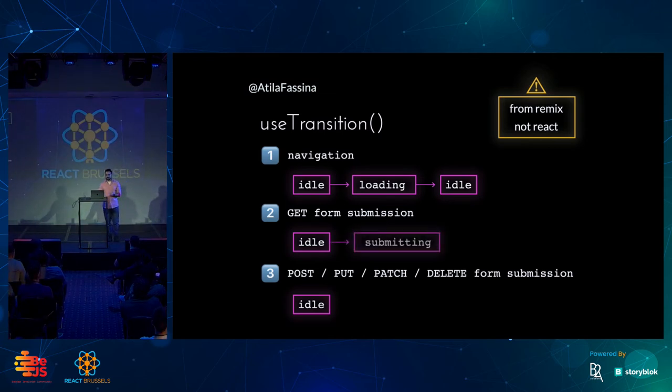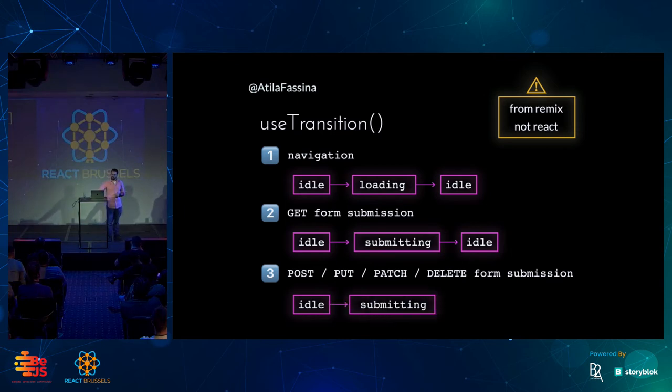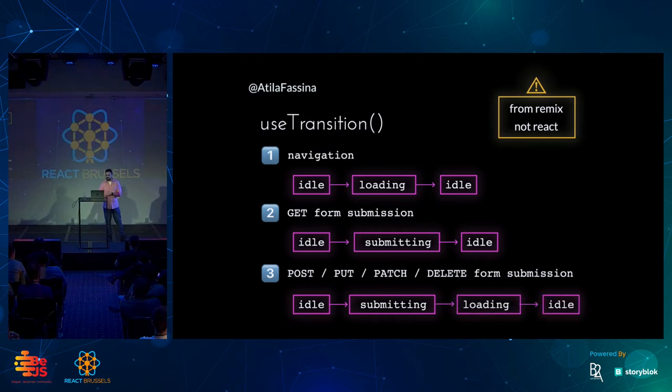And then for the GET form submission, it goes to submitting because the form is going up, and then it's already idle again because it's going to trigger a re-render. And finally, whenever you're doing a form submission with a mutation, with a POST request most often, you go from submitting, then to loading, and finally you're back into idle. So submitting is whenever the data is going, loading is when the data is coming back, and idle is when we're waiting for another, when the cycle is done.